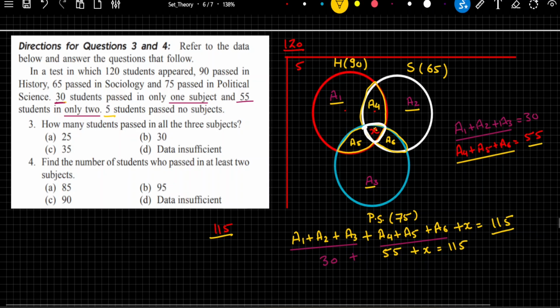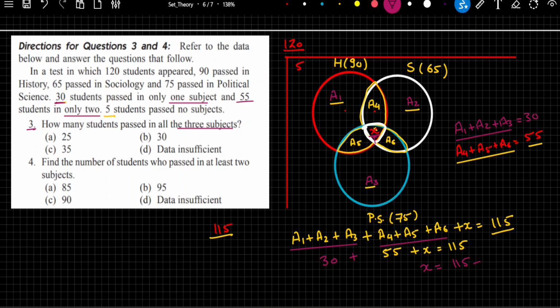So if you read the first question, how many students passed in all the three subjects? I want to find the value of this area, X. Once you solve this, you'll be able to get the answer. So 115 minus, what is the sum of 55 and 30? It's 85, I guess. And if you remove 85 from 115, you get 30. So how many students passed in all the three subjects? You would say 30. So mark option B as your answer and move forward.